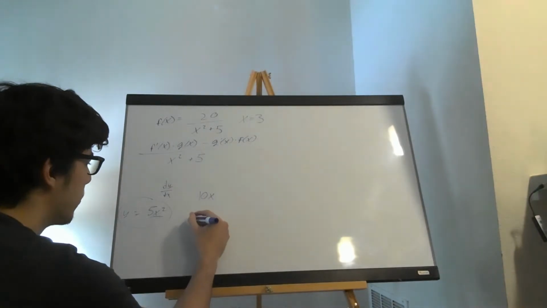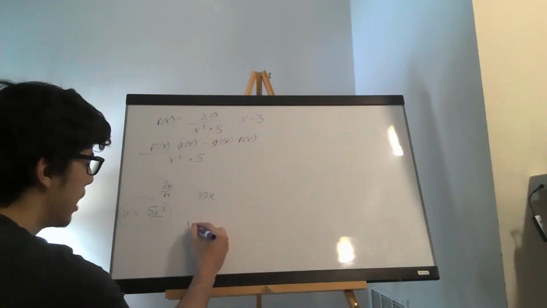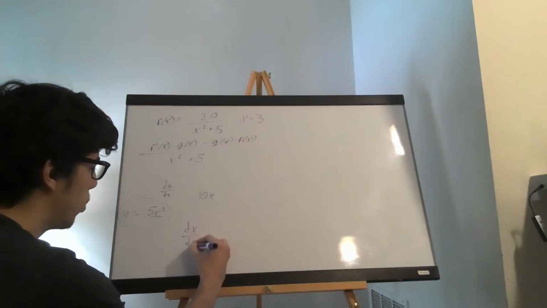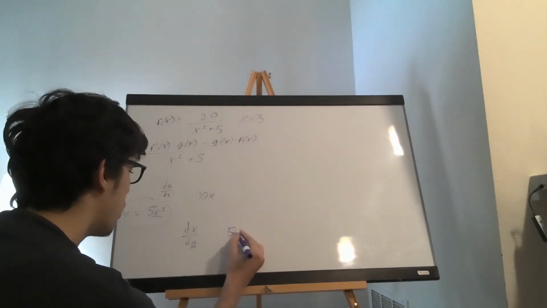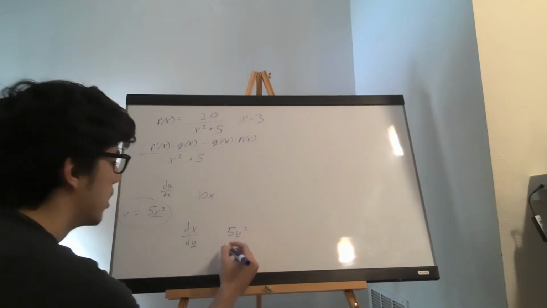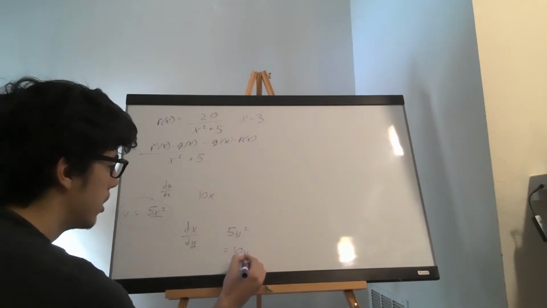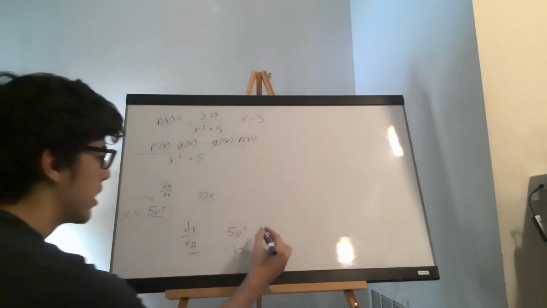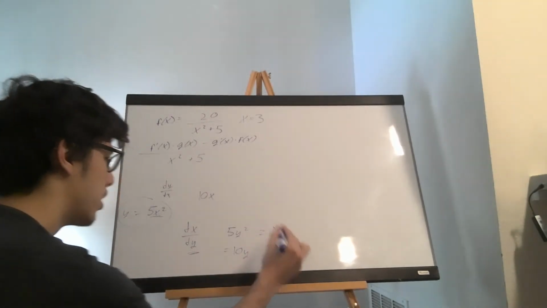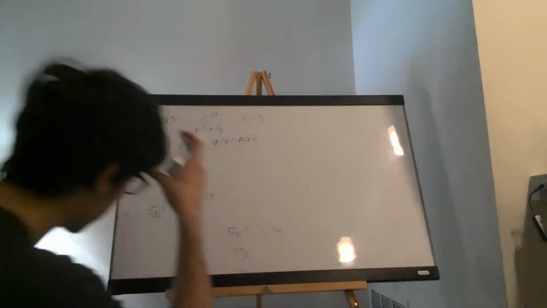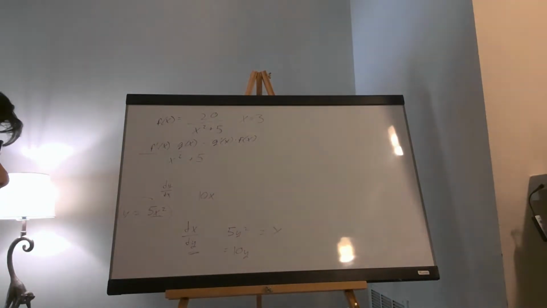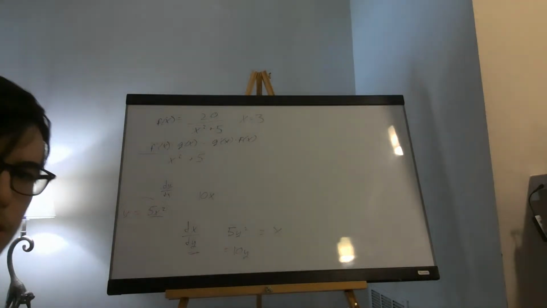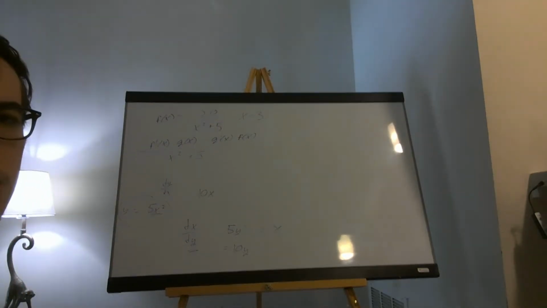But if we were given a problem that said dx over dy, and they gave us 5y squared, then that would give us 10y. The only difference is we're differentiating in terms of one letter. So it's the same principles, the math doesn't change, but when you've got two different terms, is this dark? Can you guys see this pretty well?